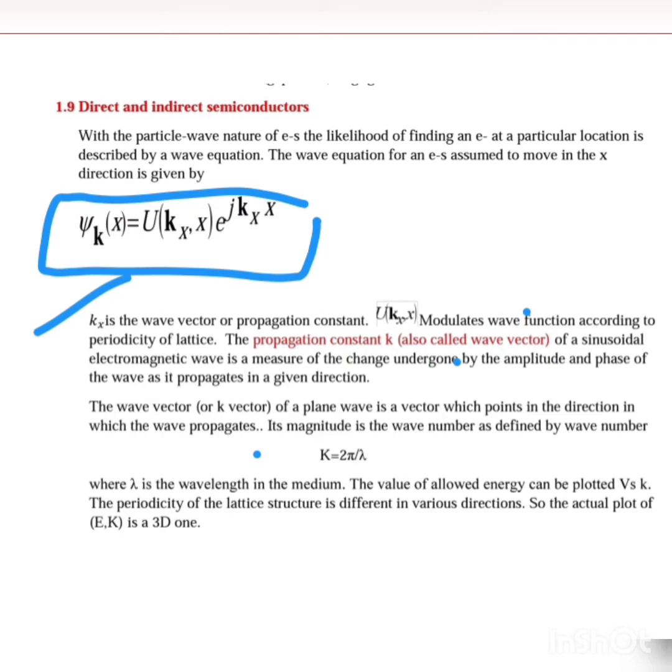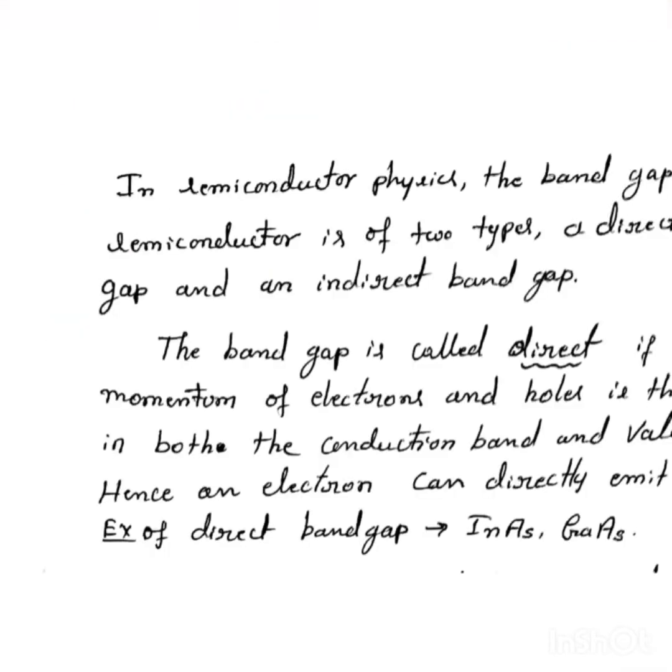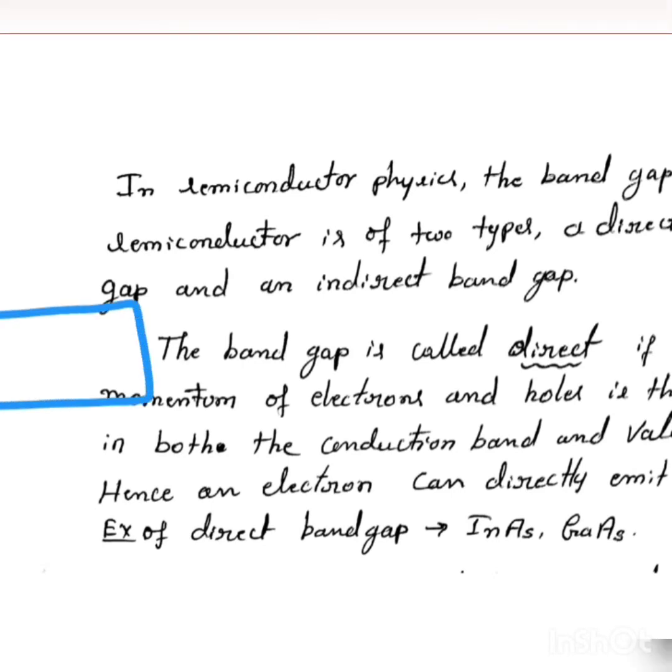Now we will move on to what actually is the direct and indirect semiconductor. So in semiconductor physics, the band gap of a semiconductor is of two types. They are a direct band gap and an indirect band gap. So we know that an isolated atom has different energy states, like the innermost orbit having certain discrete energy, then the outer orbit having different energy states.